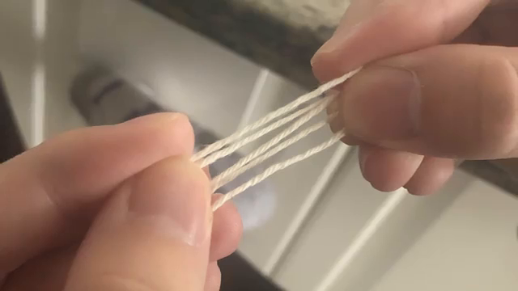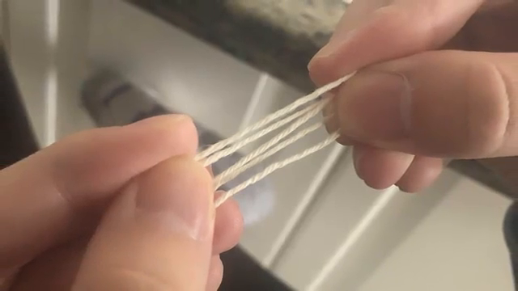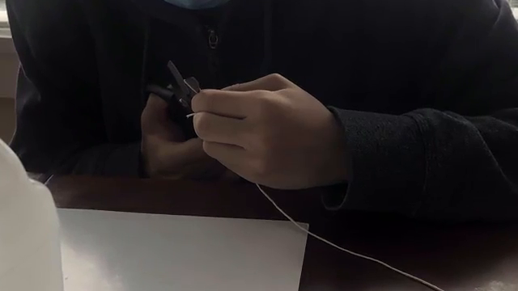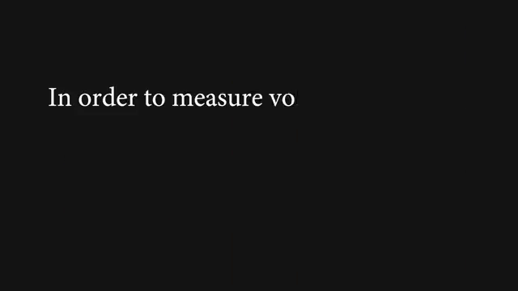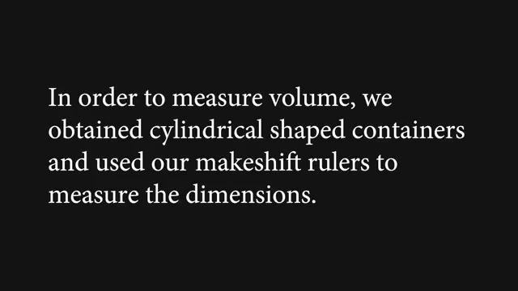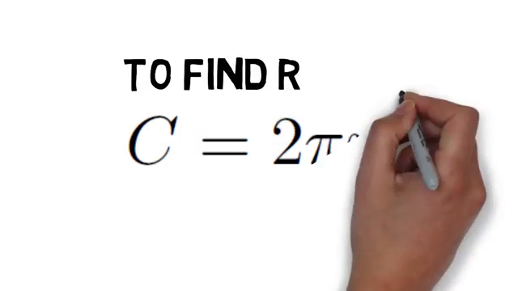We then used a piece of string to record the distance the mass fell. After folding the string into halves and fifths, we obtained a 20 centimeter, 10 centimeter, and 1 centimeter length string for the experiment. In order to measure volume, we obtained cylindrical shaped containers and used our makeshift rulers to measure the dimensions. By wrapping a piece of string around the container and comparing it with our string segments to measure circumference, we were able to find R.